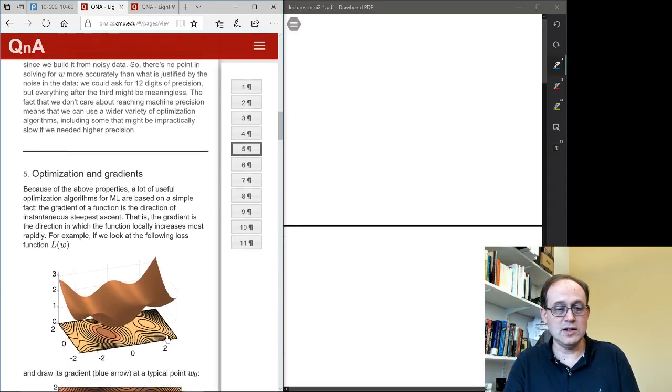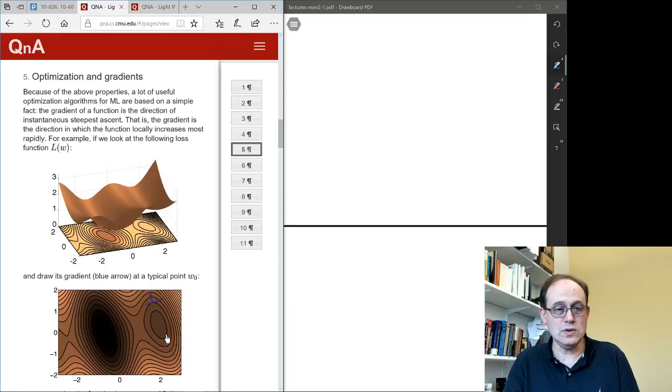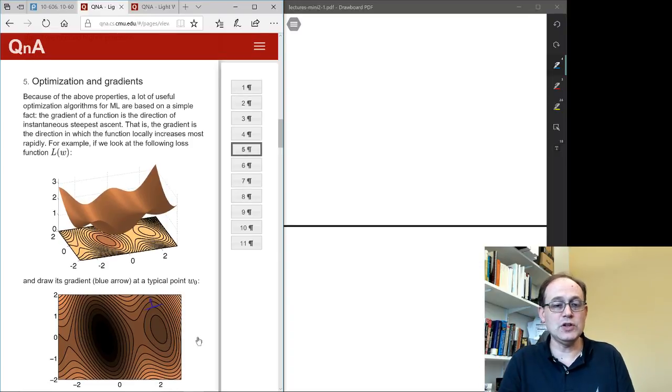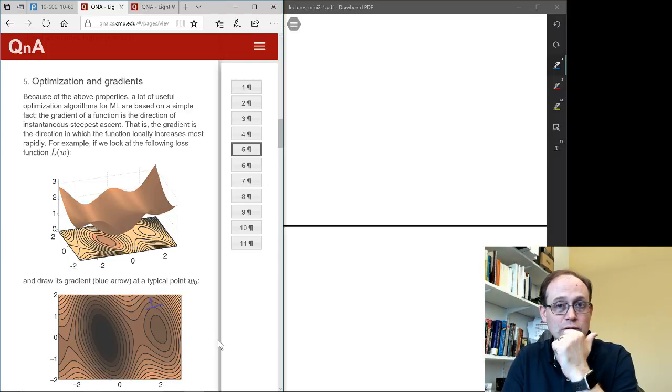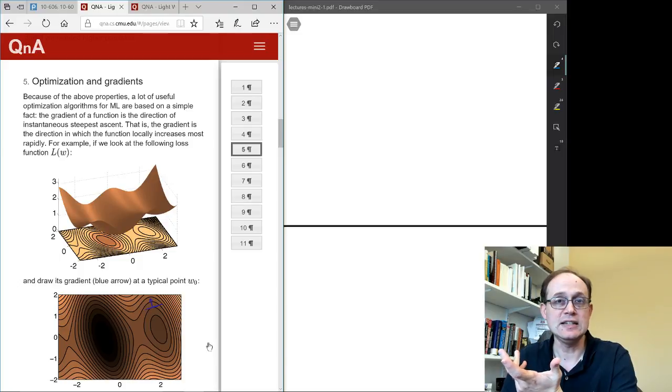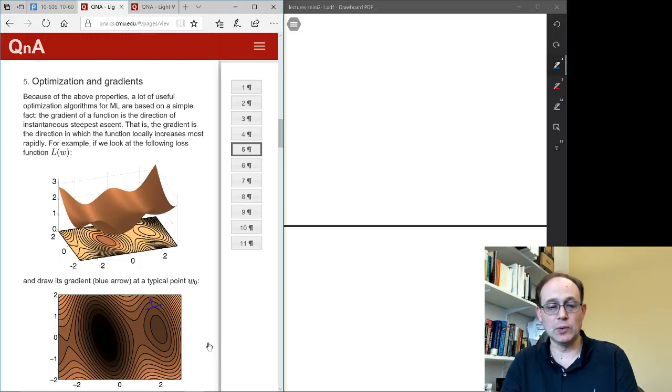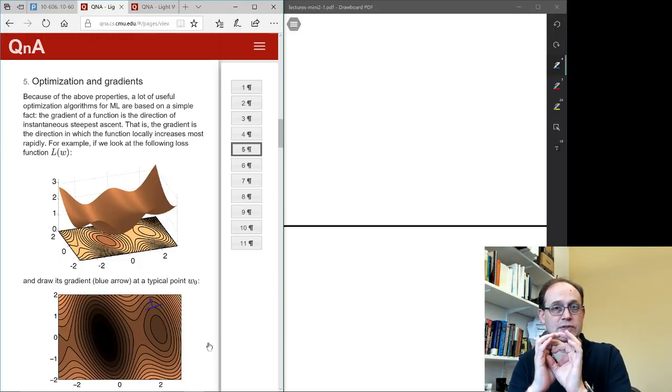All right, so because of this, we often use what are called first order methods for optimization in machine learning, and those are methods that are based on gradients. So the reason that a gradient is useful for optimization is something that we talked about in the first mini. The gradient is the direction of instantaneous steepest ascent of a function. In other words, locally in some tiny region of the function, if you want to increase the function as rapidly as possible, you go in the direction of the gradient.